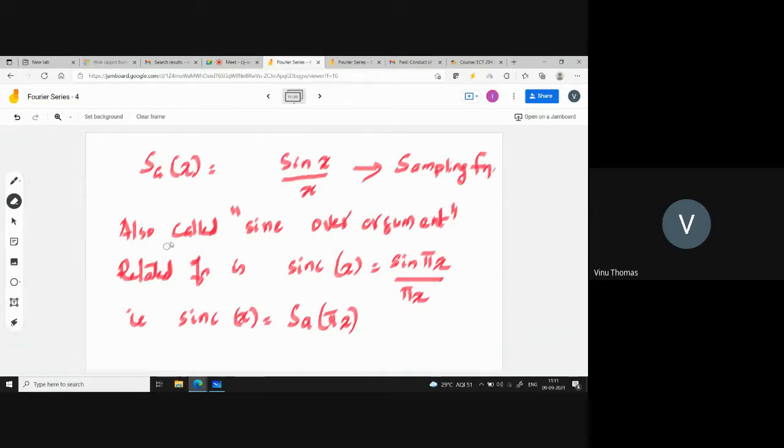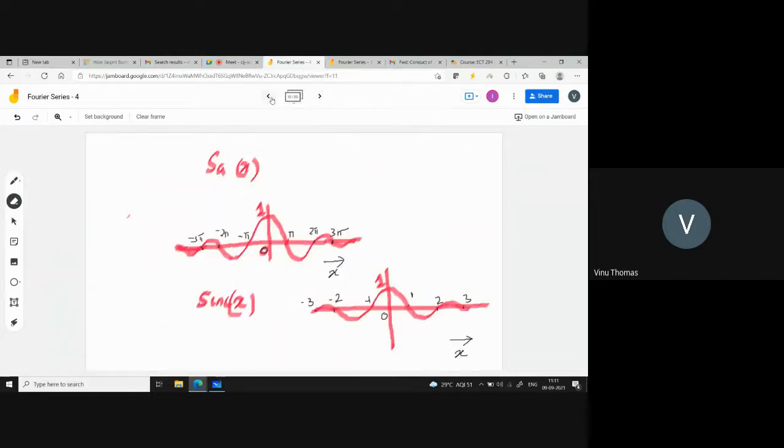So now we will look at some properties of this sampling function.